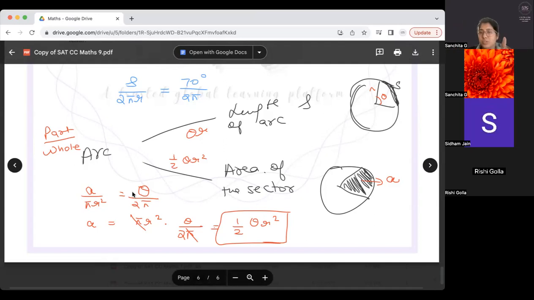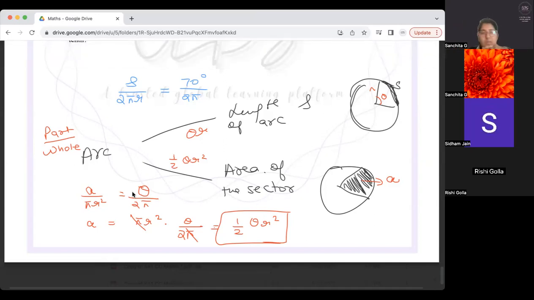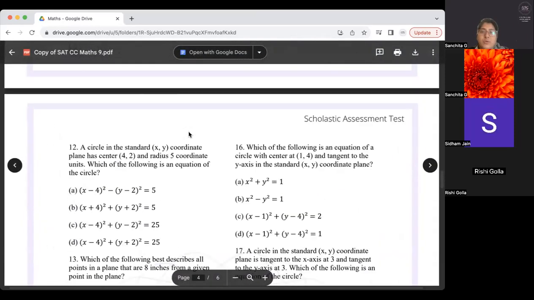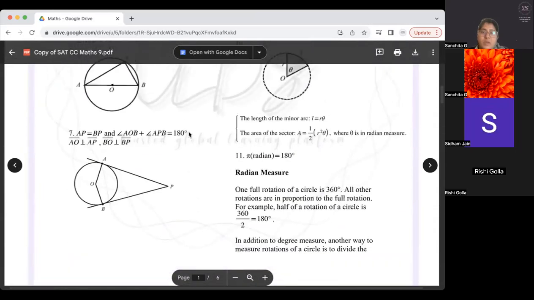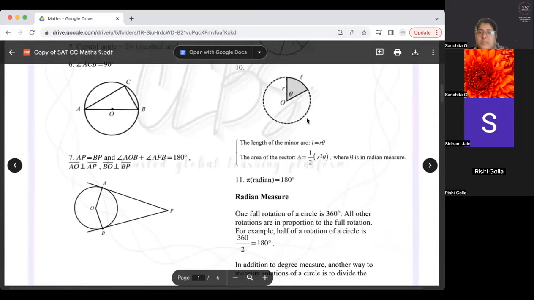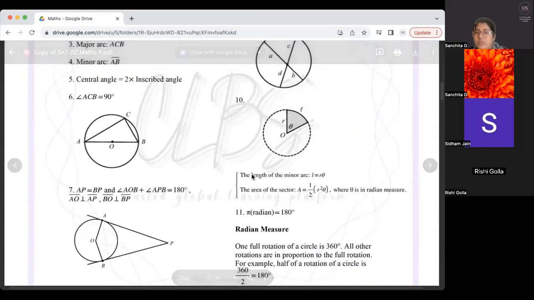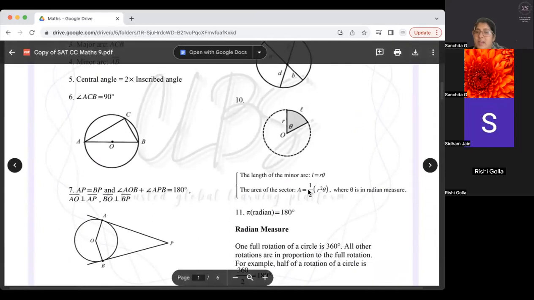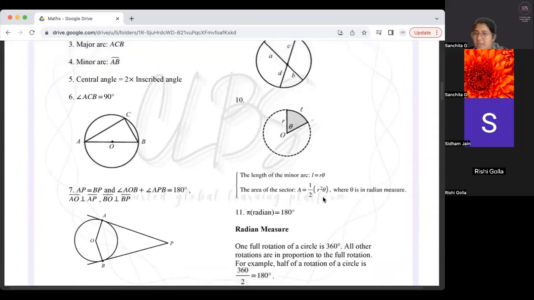Write this down really well. Most of the questions will be based upon arcs. This should go in your formula book. If I just scroll up, see, I've actually put it over here also. The length of the minor arc is r theta and area is half r square theta. This we have already found. And the shortcut formula is the part over whole concept.